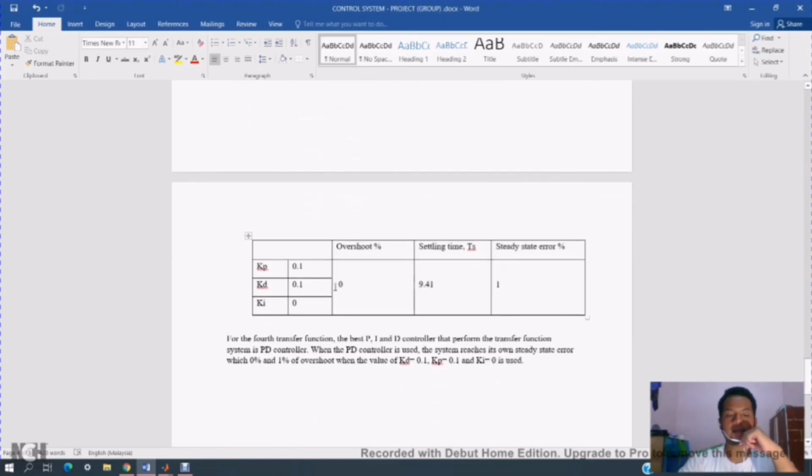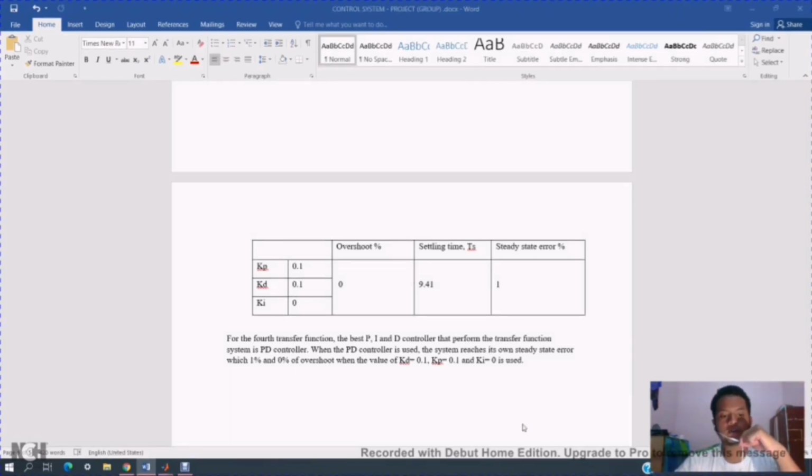I get this result by replacing the value of KP equal to 0.1, KD equal to 0.1, and KI equal to 0. And this is my result for number 9.